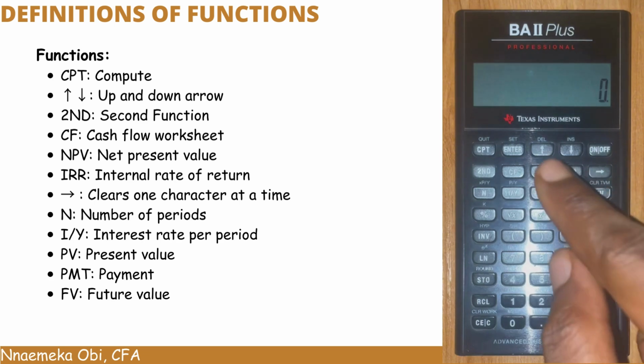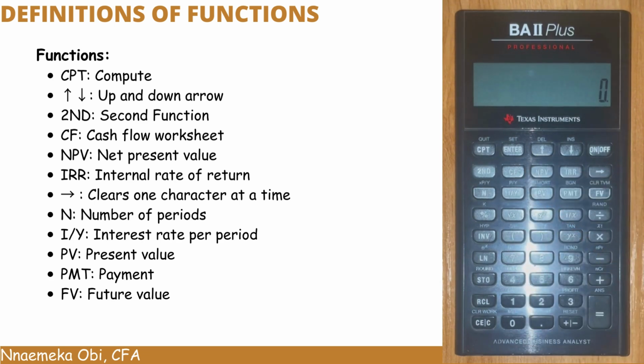The next button we have is the NPV button. This is the button we use when we are trying to compute the net present value, the net future value, the payback period, and the discounted payback period. The next button we have here is the IRR button. This is the button we use to compute the internal rate of return and the modified internal rate of return. Now, this is the button we use to clear characters one at a time.